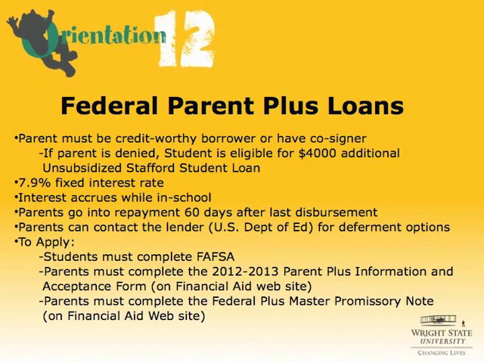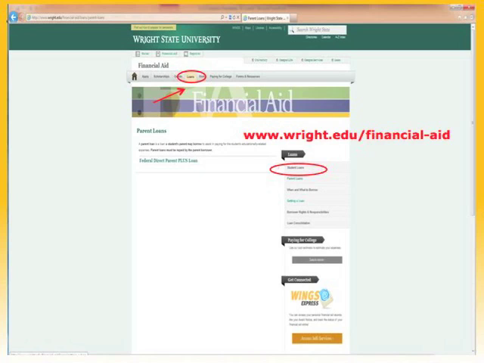If a parent applicant is credit denied, the student can receive up to an additional $4,000 in Federal Direct Stafford loan funds in the place of the Direct Plus loan. Parents can complete a parent pre-approval and acceptance form for Federal Direct Plus loan processing to determine creditworthiness. If any parent applicant is credit approved, then the student is not eligible for the additional Direct Stafford student loan funds. For more information on the Federal Plus loan, visit www.wright.edu/financial-aid.